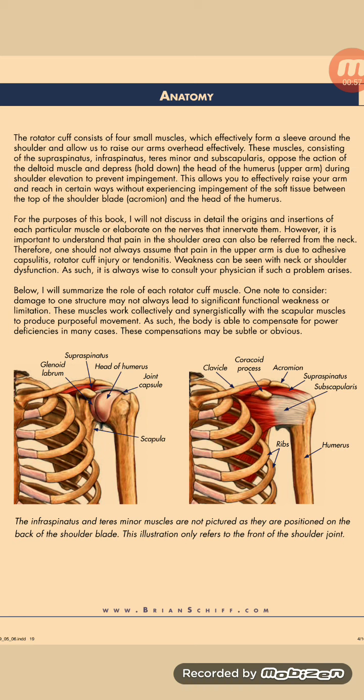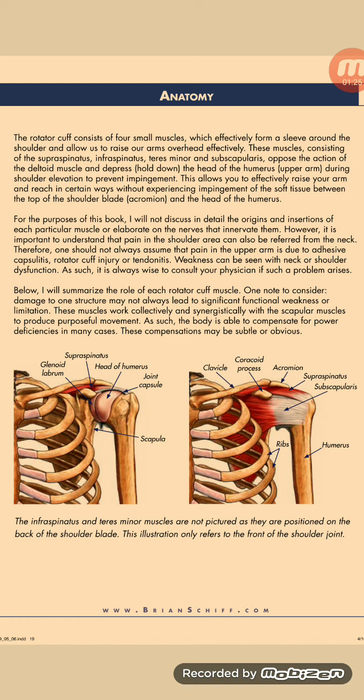However, it is important to understand that pain in the shoulder area can also be referred from the neck. Therefore, one should not always assume that pain in the upper arm is due to adhesive capsulitis, rotator cuff injury, or tendinitis. Weakness can be seen with neck or shoulder dysfunction. As such, it is always wise to consult your physician if such a problem arises. Below, I will summarize the role of each rotator cuff muscle.